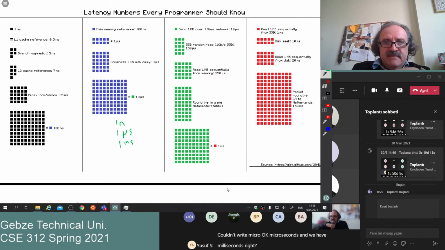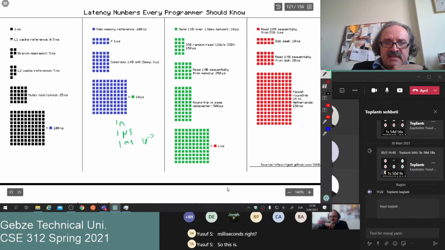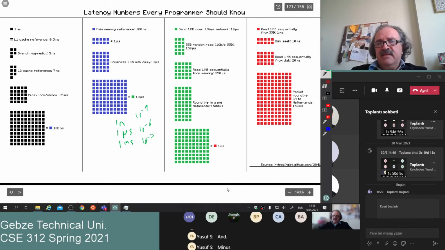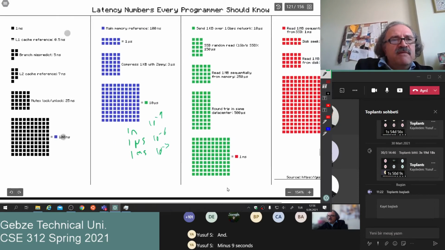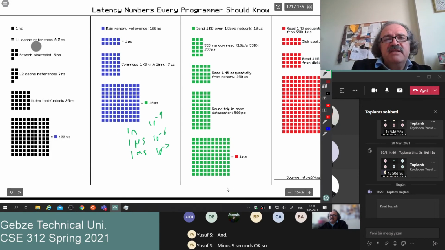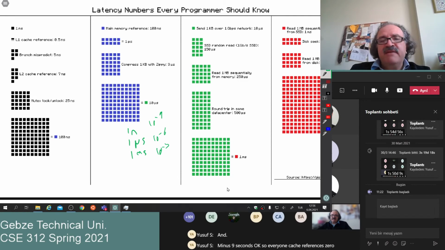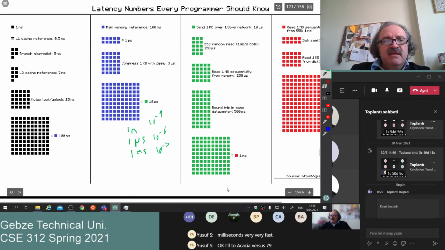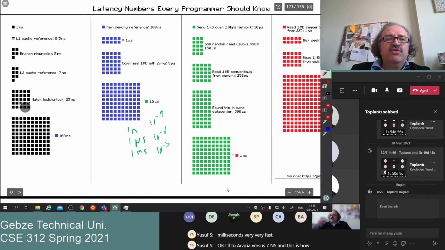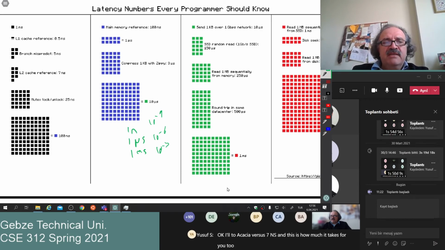So this is -3, -6, and -9 seconds. Okay, so L1 cache reference is 0.5 nanoseconds, very, very fast. Okay, L2 cache reference is 7 nanoseconds, and this is how much it takes for you to lock a mutex.